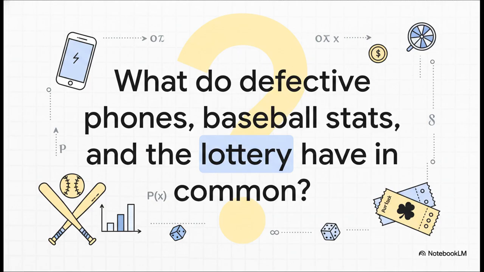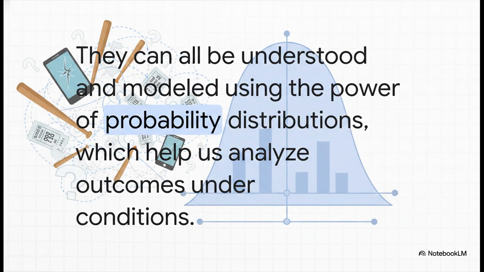So, let's start with a question. What do defective mobile phones, a baseball player's stats, and winning the lottery all have in common? I know, at first glance, they seem completely unrelated, right? One's about manufacturing, another is about sports, and the last one, well, that's just pure luck. But believe it or not, there's a fascinating statistical thread that ties them all together. And the answer is they can all be understood and even modeled using the power of probability distributions.